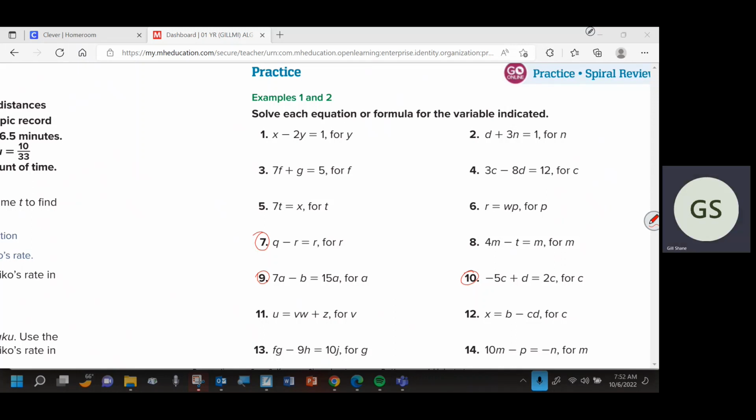If you have your pages, that's 55. The bottom ones aren't actually the hard ones. The hard ones are more the ones 7, 9, and 10. They have variables on both sides, and that's significantly different than doing the others.